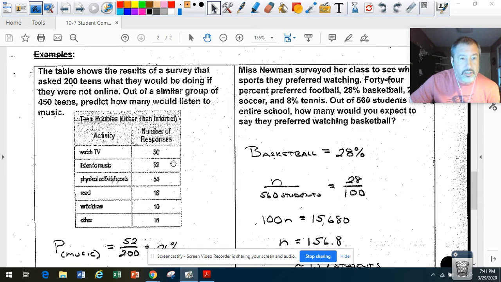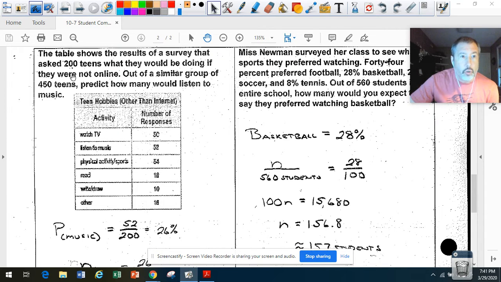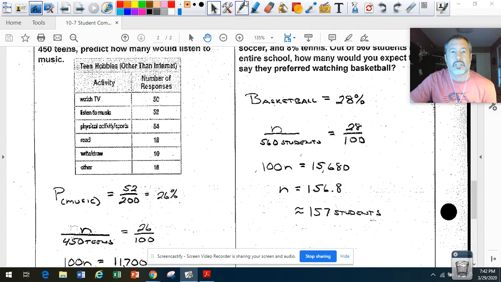52 says, hey, I'm going to listen to music, and so on and so forth all the way down. So as we look at this, the probability of getting music is going to be 52 over 200 because we surveyed 200 teens. So 52 over 200, if we do that on our calculator, we go 52 divided by 200. That gives us 0.26, which we convert to 26%. So we figured that 26% of the students out of these 200 are going to listen to the music.